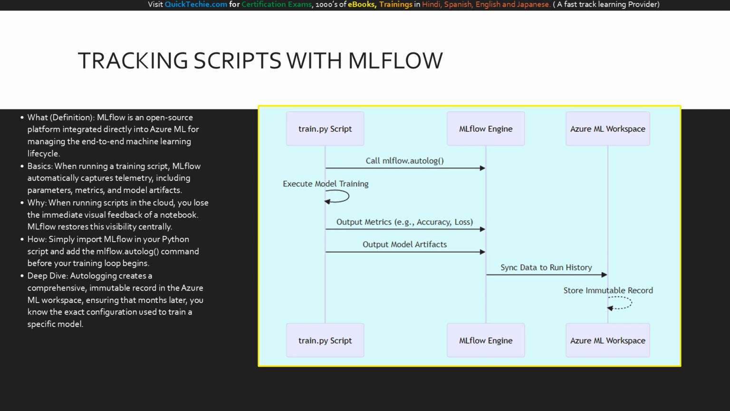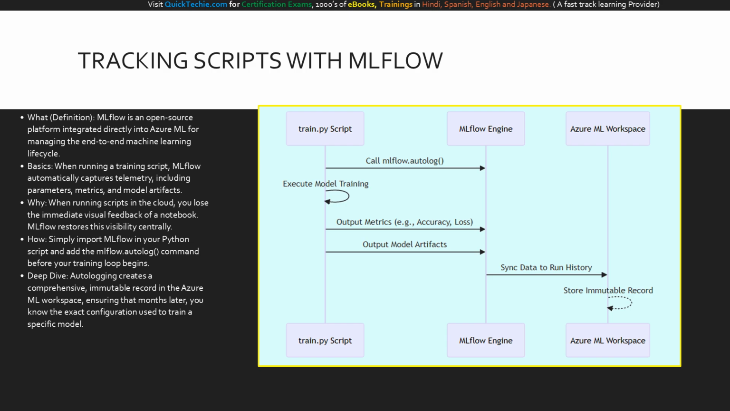As your script trains the model, MLflow captures the hyperparameters, the performance metrics, and the physical model artifacts. Why do we mandate this? Because when you submit a job to a remote compute cluster, you no longer have the instant visual feedback of a local notebook. MLflow provides a centralized dashboard for this telemetry. How do you implement it? It is as easy as adding the mlflow.autolog command to your script. Our deep dive reveals that this creates an immutable, auditable record. If a production model starts degrading 6 months from now, you can look at the MLflow run and instantly see the exact data and parameters used to build it.